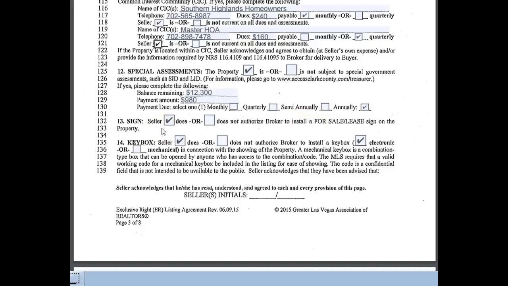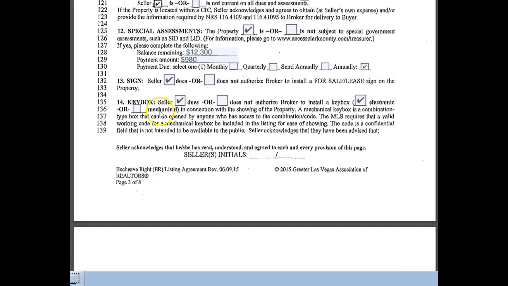Item 13, that the seller does or does not authorize a for sale sign. And item 14, the last on the page, that the key box is authorized or not authorized. Once the seller is completed, they'll sign at the bottom.